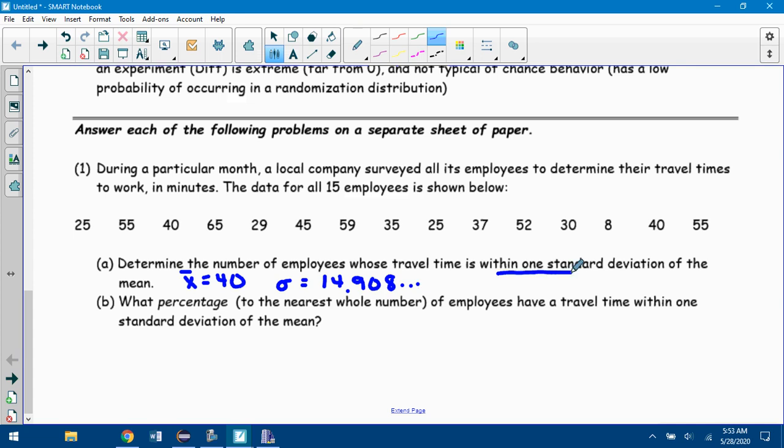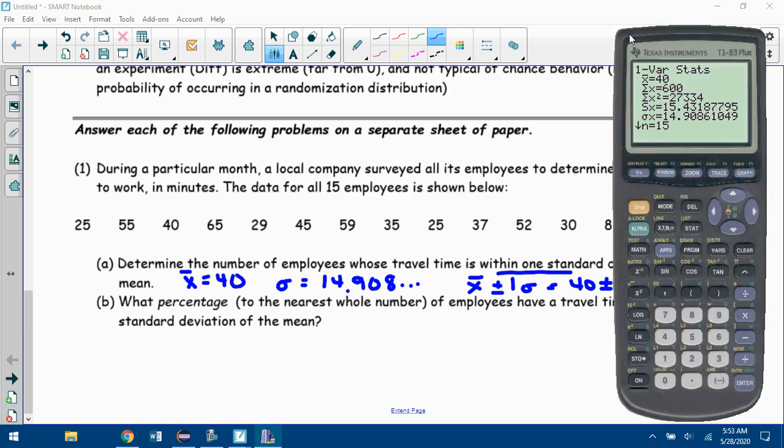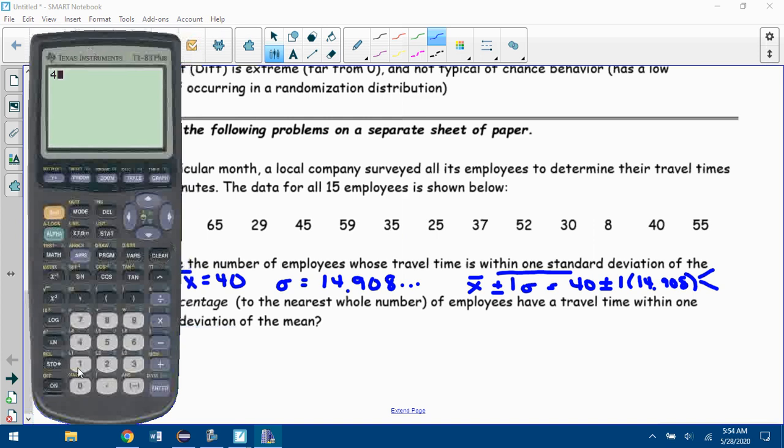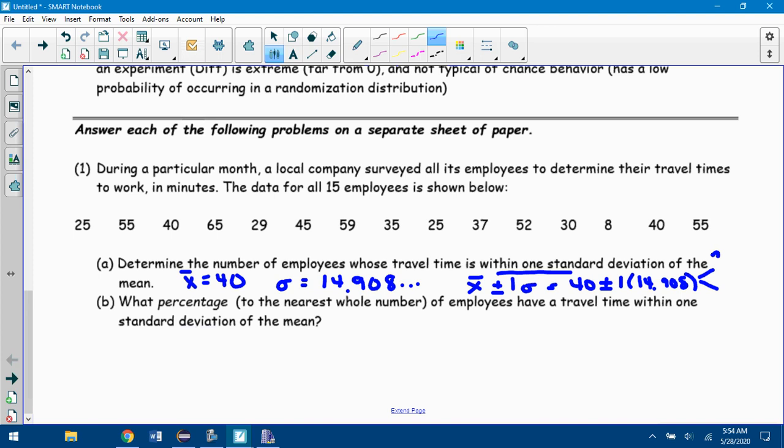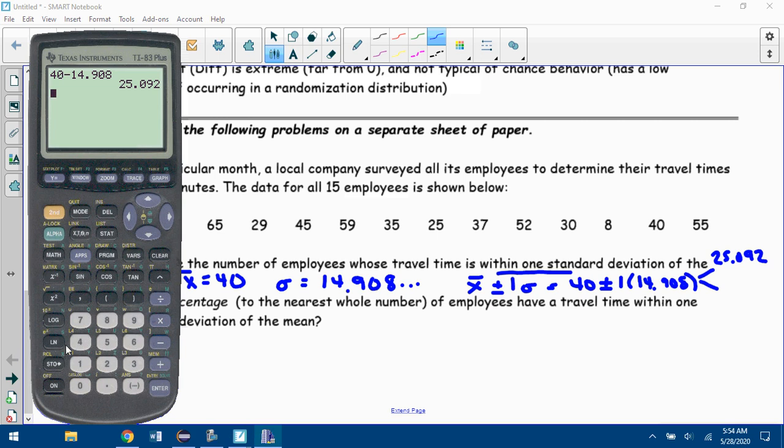So within one standard deviation, you then need to find the mean plus or minus one standard deviation. So in this case, that's 40 plus or minus 1 times 14.908. And that's where I add or subtract. Okay, so I'm going to take 40 minus that 14.908 number, and I get 25.092. And then I would do the mean 40 plus 14.908, 54.908.